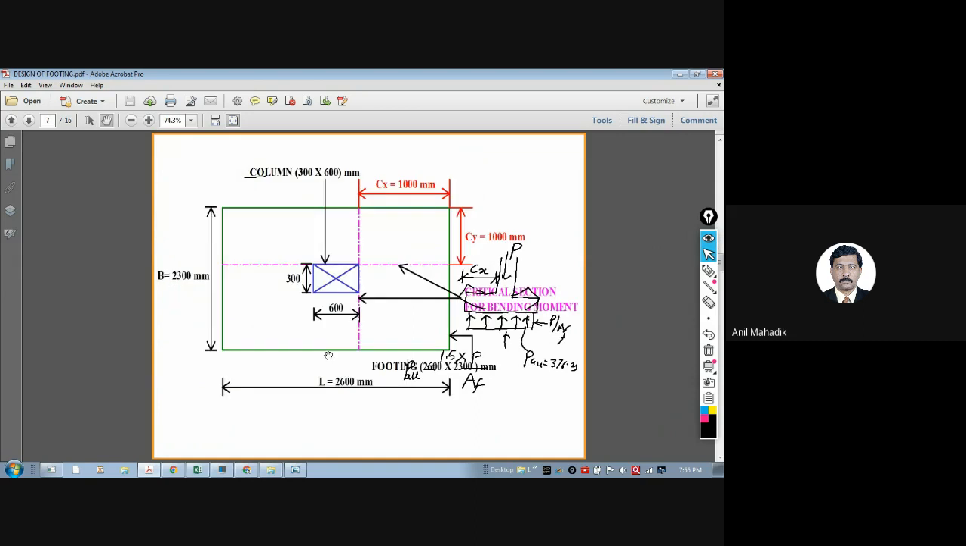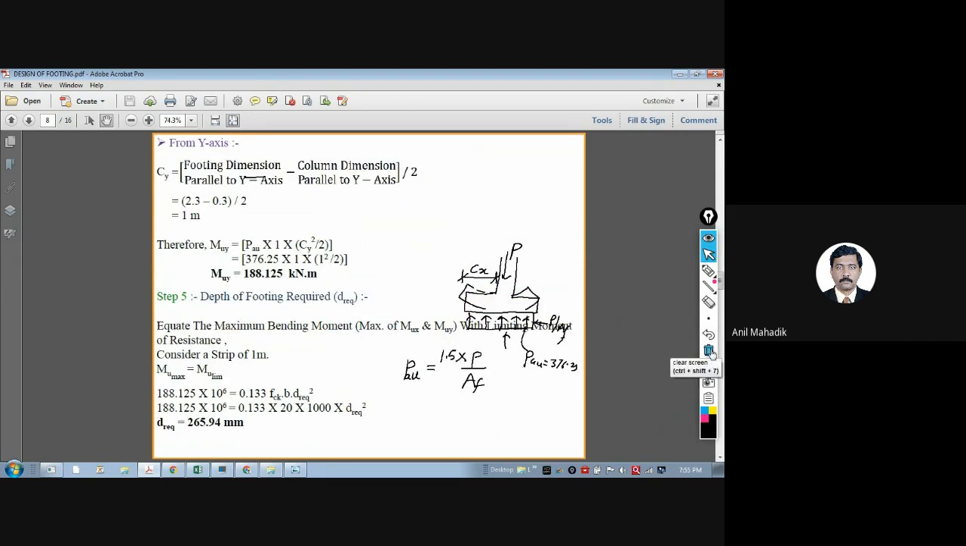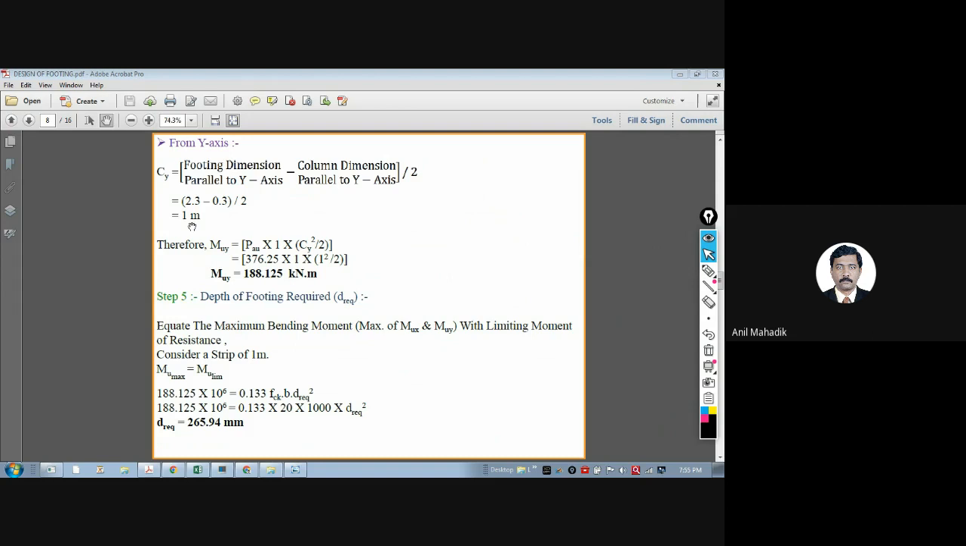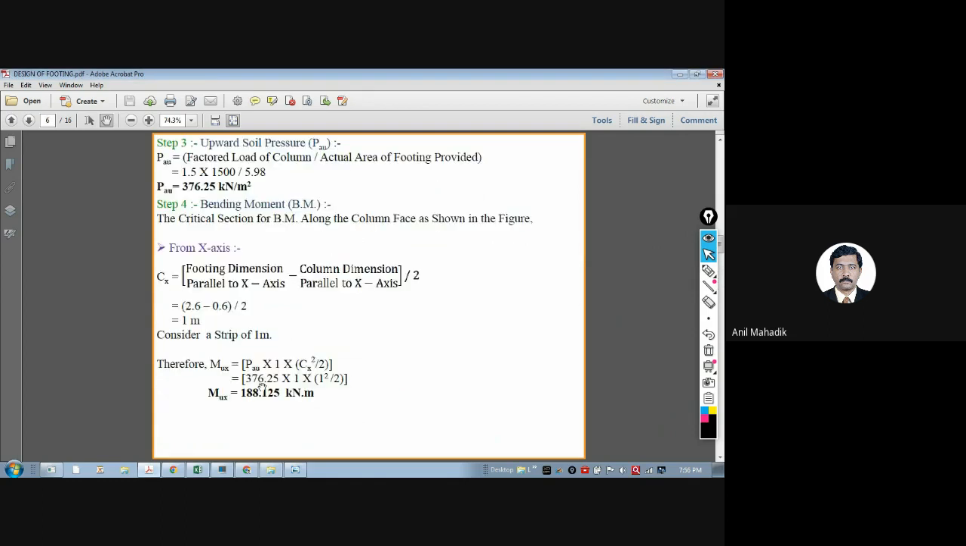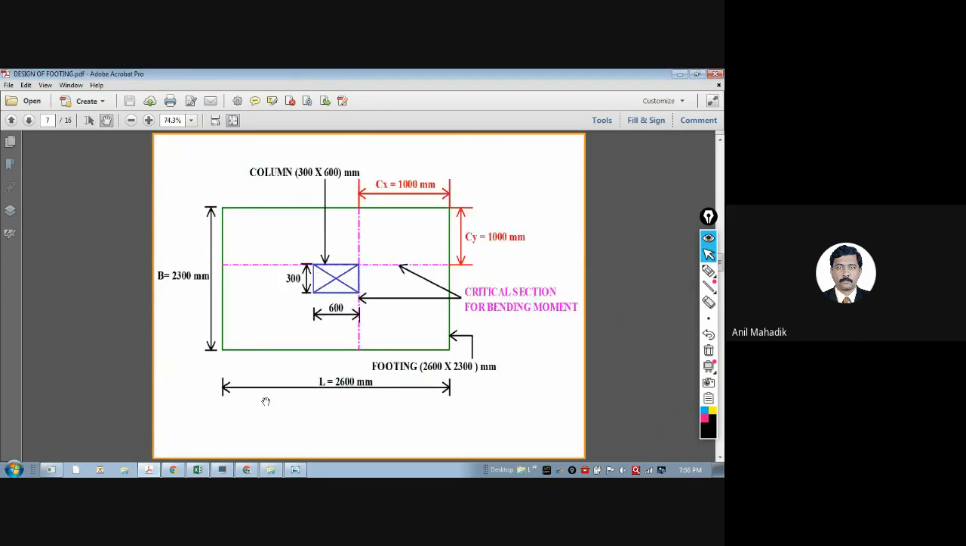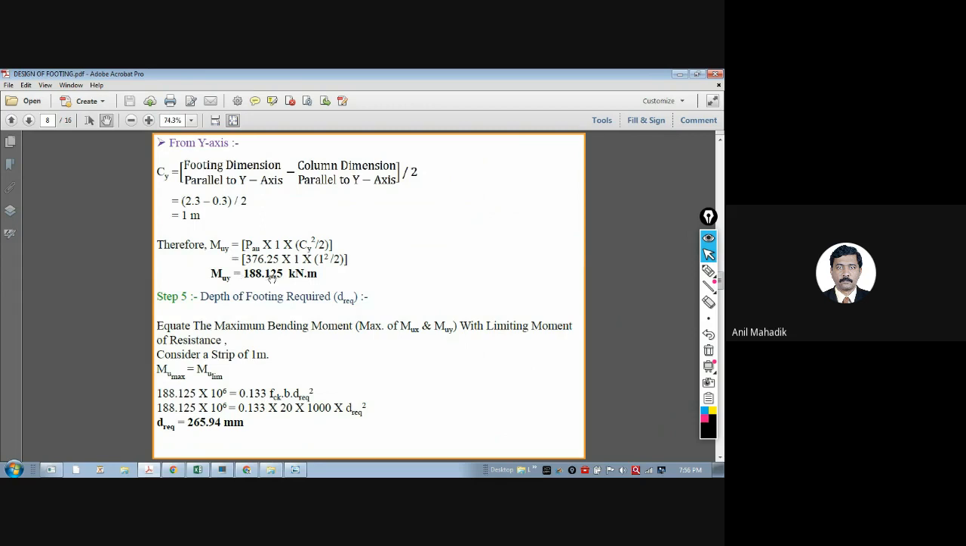Similarly, on the other side you need to calculate CY. So CY is also the same, 1 meter, because we have kept that projection the same in our case. So this will be PU into CY square by 2. So you get the bending moment in both directions, MUX and MUY. MUX is 188 and MUY is also 188 because we have kept CX and CY the same.